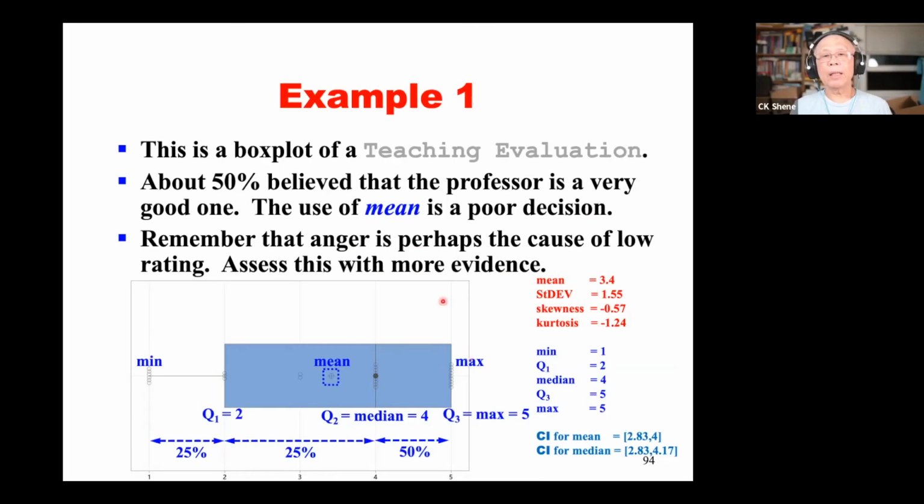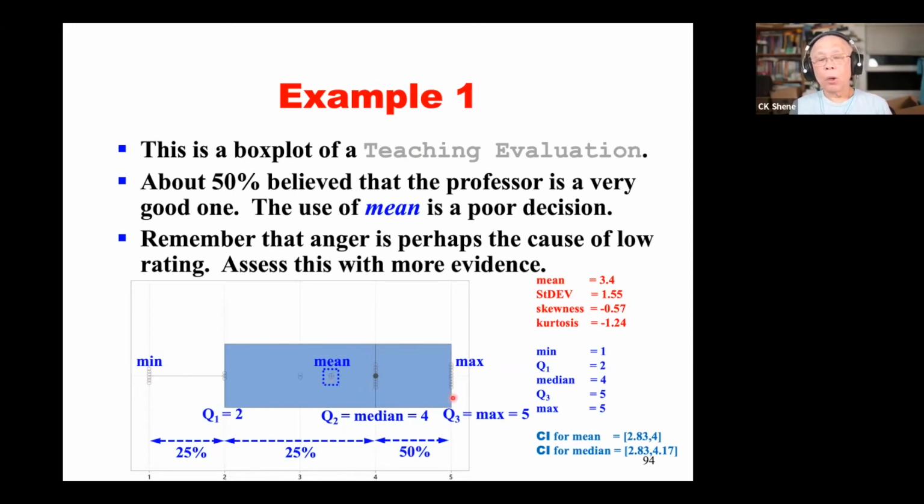Let's take a look at examples. Example 1. Remember, we have a teaching evaluation data set available in the supplied Excel file. So this is the box plot. Minimum is 1. Q1 is 2. Median is 4. Mean is 3.4. And the maximum is 5.